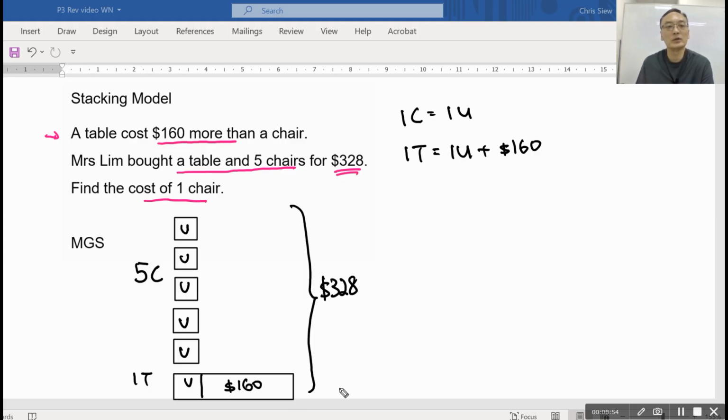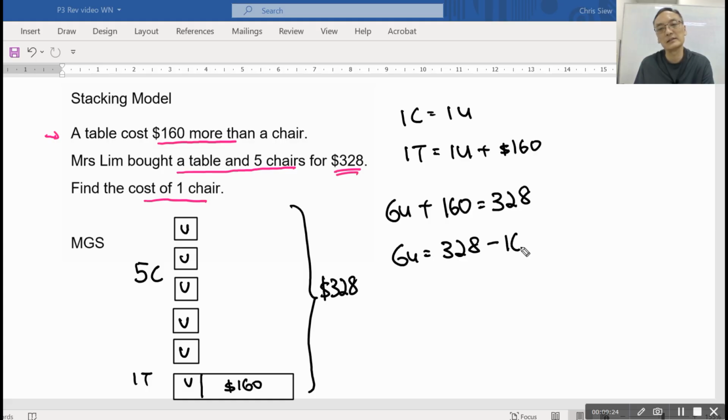So after we completed the model, we will form the equation. In this equation, we'll see how many units we have on the left side first: 1, 2, 3, 4, 5, 6. We have a total of 6 units and 160, and that will give us 328. Now we have to take away 160 to find the value of 6 units. So therefore 6 units is 328, we take away means to minus 160.